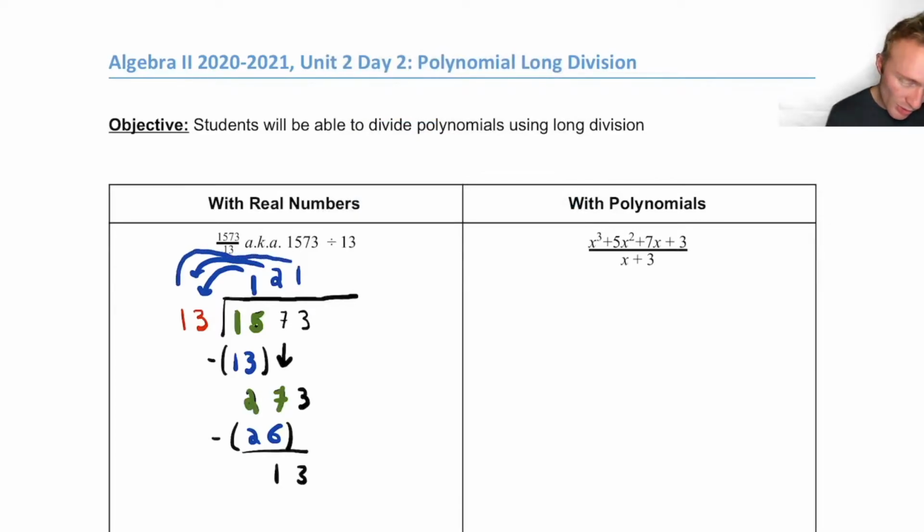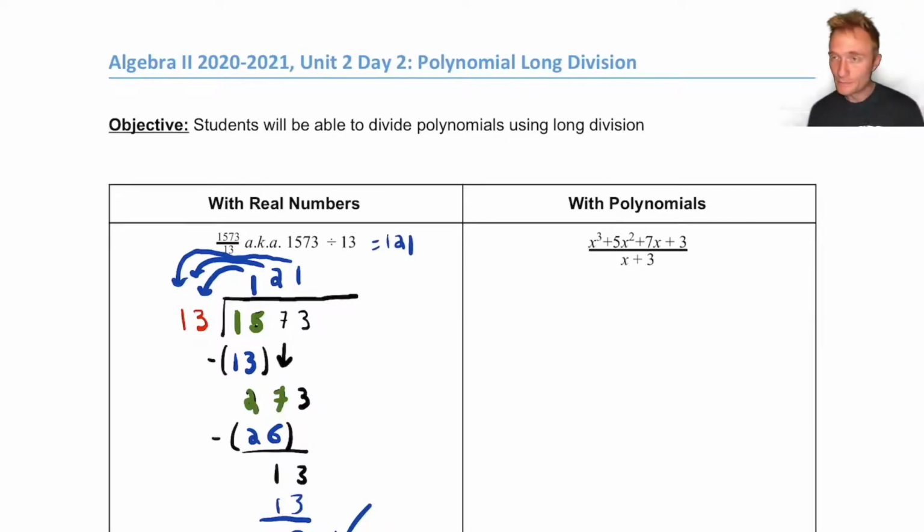So we have 100 13s, then 20 more, then one more. That gives us a remainder of 0 because this divided evenly. The answer here is 121.